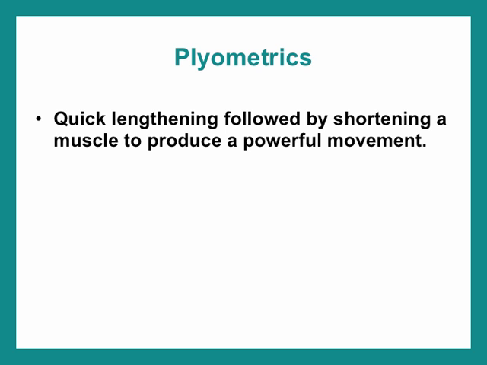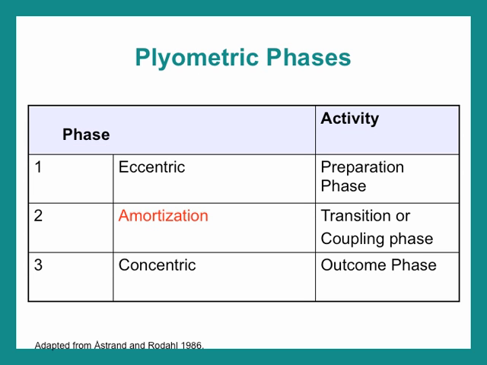So within plyometrics, we will have 3 phases. The first phase is an eccentric phase, and that's kind of our preparation. It's a stretch phase in which the rate of stretch is more important than the amount. So it's best if it's quick through a partial range of motion, which causes the muscle spindles to respond with a reflexive contraction. The greater the eccentric activity, the greater the concentric response.